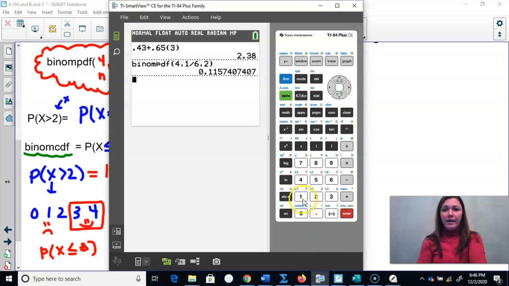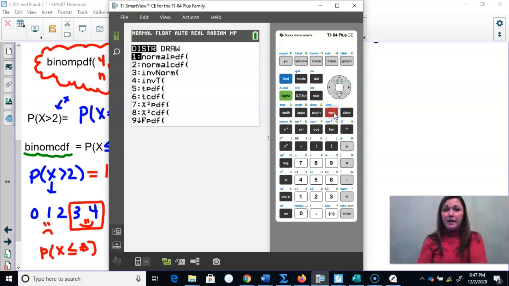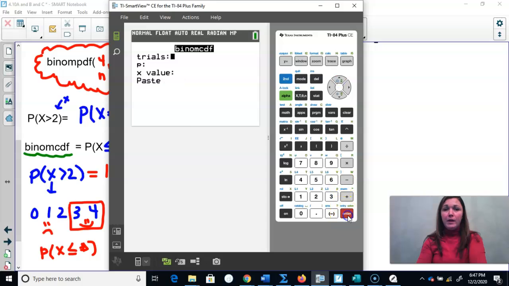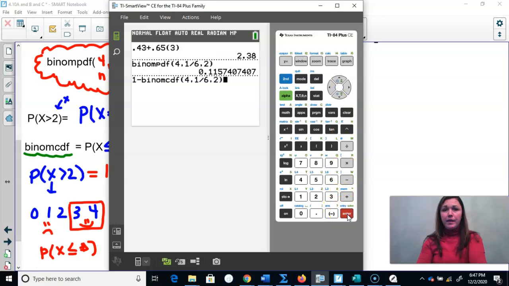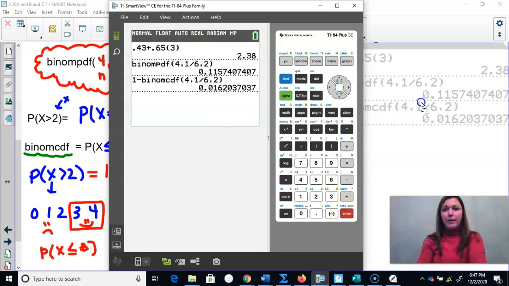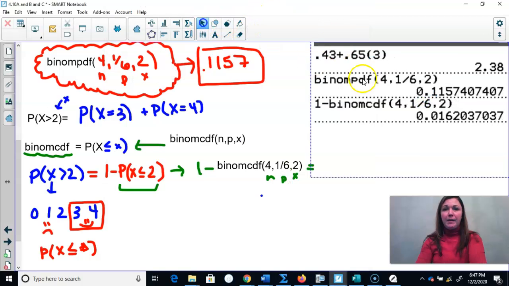I go to my calculator. I take 1 minus second vars, binomial CDF, N is 4, P is the probability of success, 1/6, 2. Hit paste, hit enter, and there we go. There is my probability.